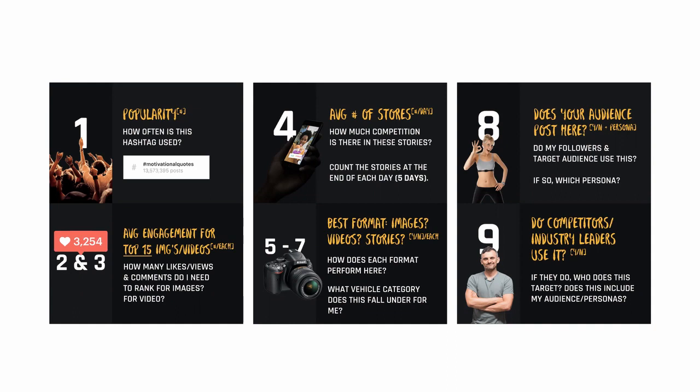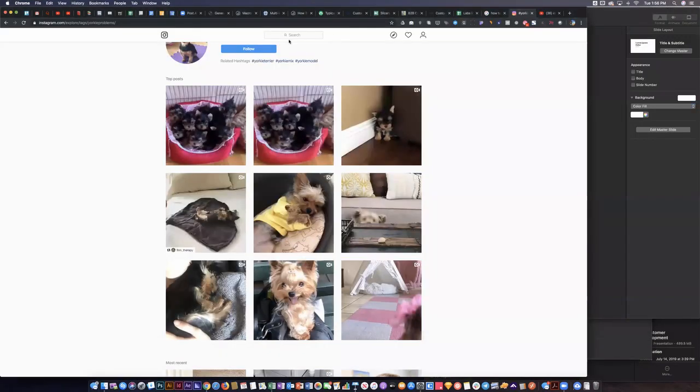Does your audience post here? Check this: do my followers and their target audience use this specific hashtag or check out this specific hashtag, right? And 9, do competitors or industry leaders use it, right? And 8 and 9 can be solved by just checking out what number 9 is. So look at who some of your similar competitors are, or people who post content about the topics that you talk about, right? And then see what hashtags they use, and see if they are posting in that hashtag. And what you can even do is, once you go to their profile, let's say we go to Gary V.